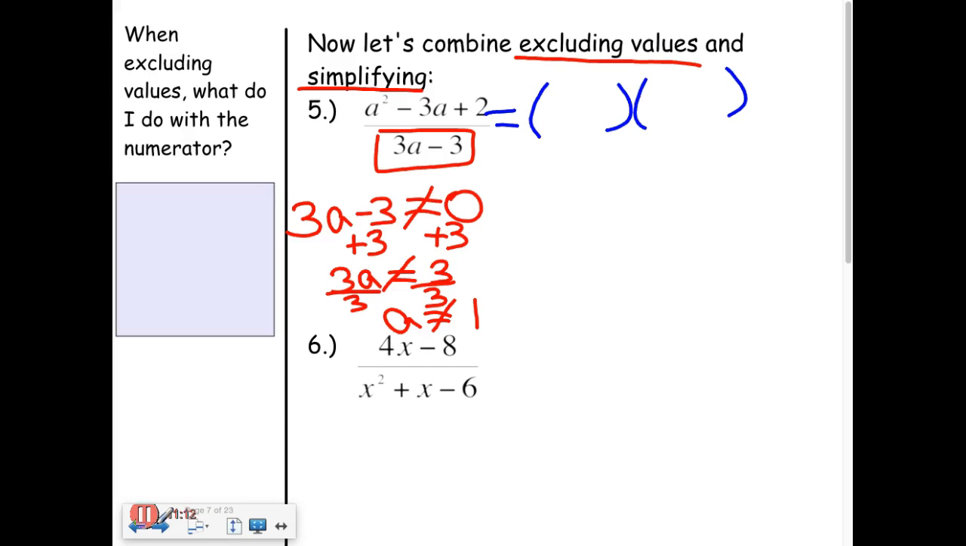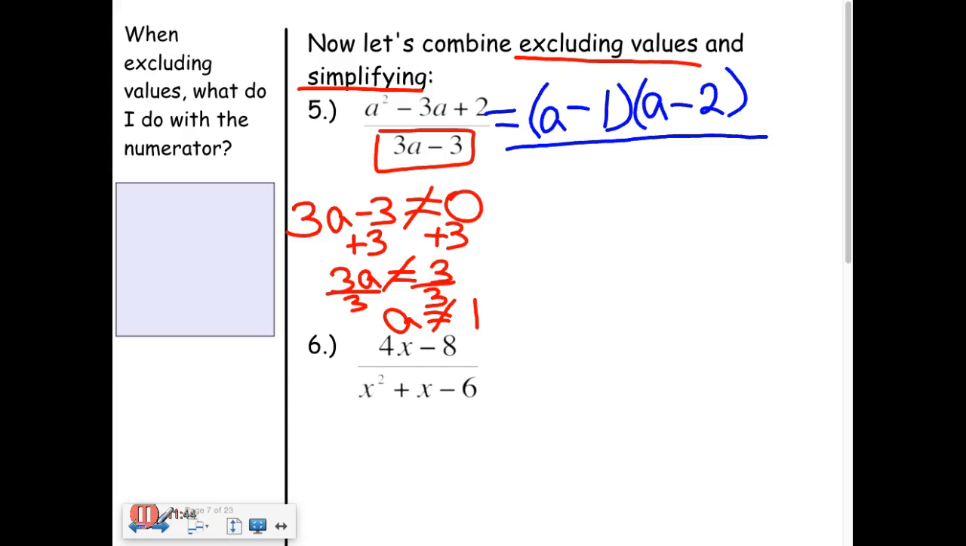Okay, so to get that a squared, again, I need to have an a times an a. Since my C is positive and my B is negative, that means we need a negative, negative. And two numbers that, when I multiply them, equal positive 2 and add up to negative 3, that's going to be 1 and 2.